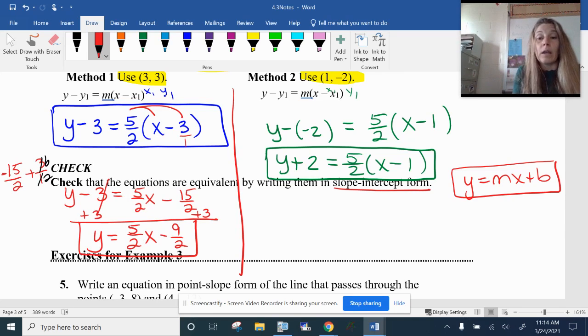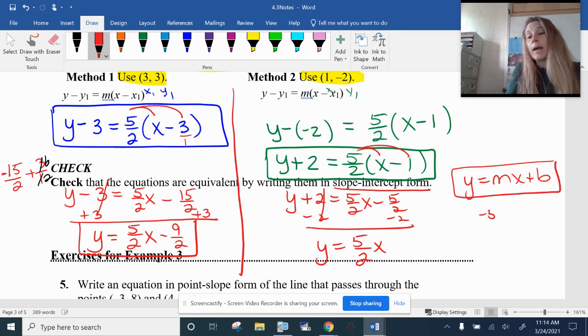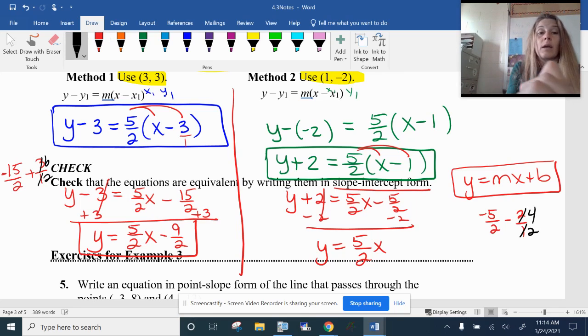Now when we go to look at the other one here that we had, even though they were different, they were both point slope form of the same line. So when I distribute my 5 over 2 here, I get 5 over 2x minus 5 over 2. Then I subtract 2 to get my y by itself. y equals 5 over 2x, and then I have to do negative 5 over 2 minus 2, either over here on the side or on my calculator. And again, I'm going to get negative 9 over 2.